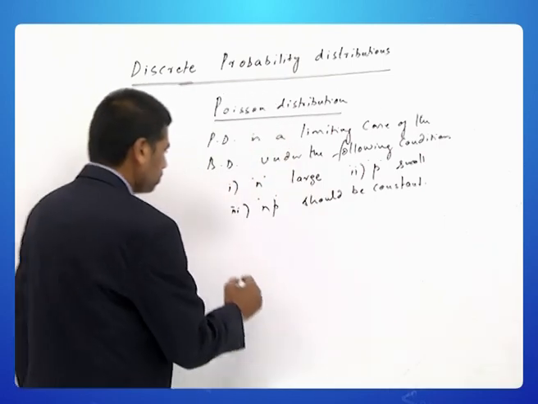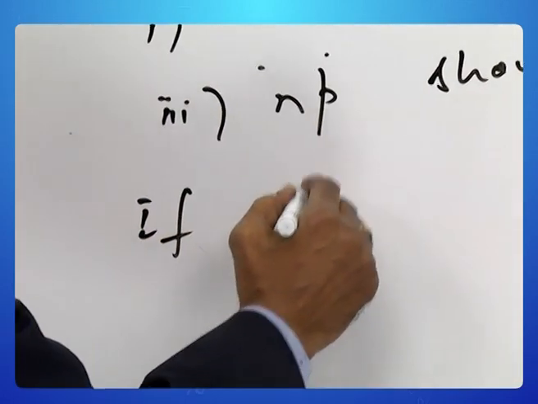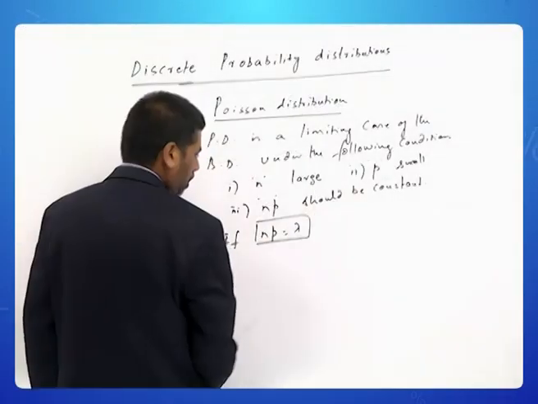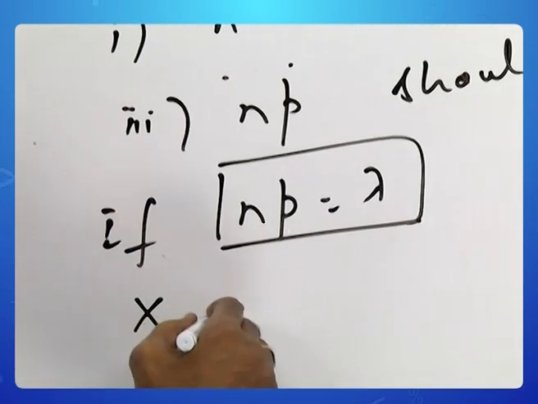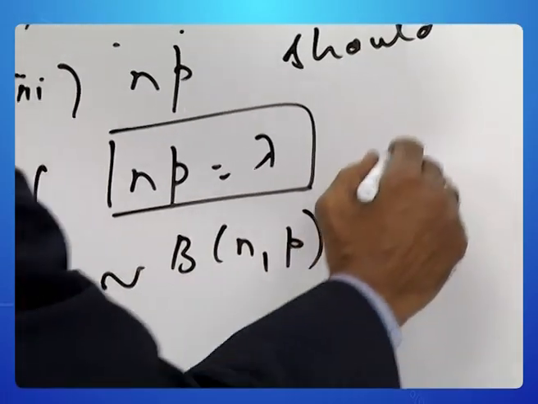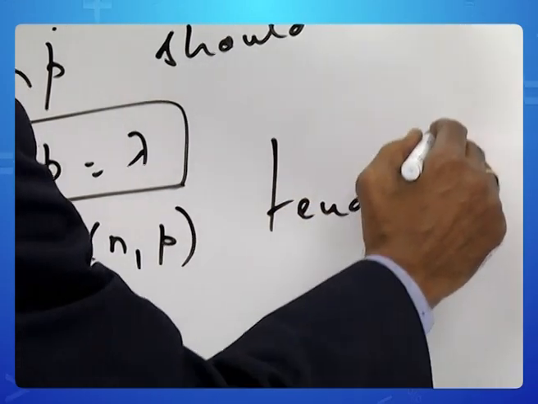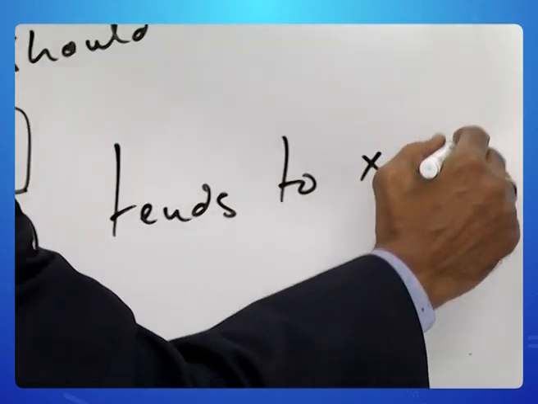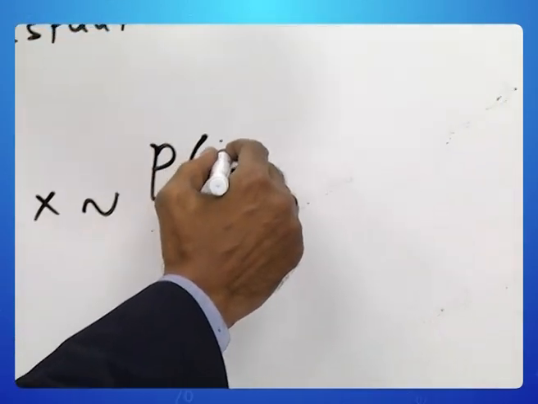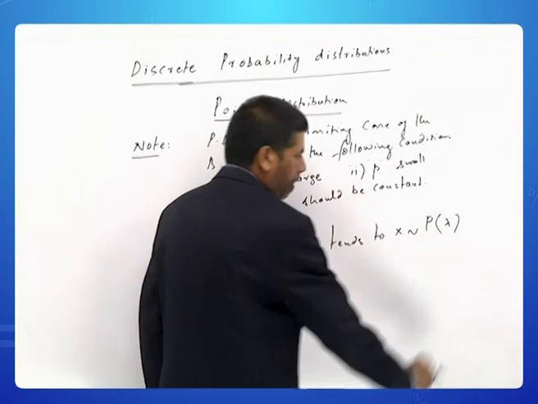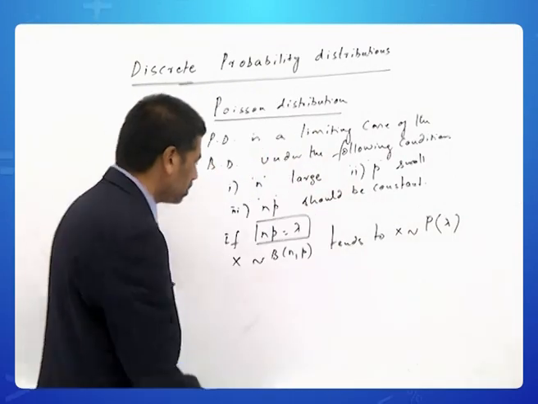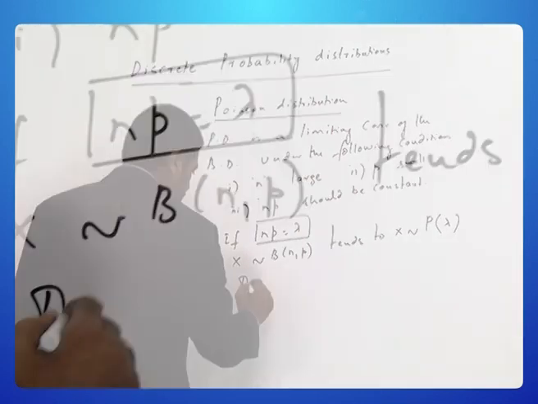Now, if you let NP equal lambda, then a distribution that is binomially distributed tends to a Poisson distribution with parameter lambda, where lambda is NP.